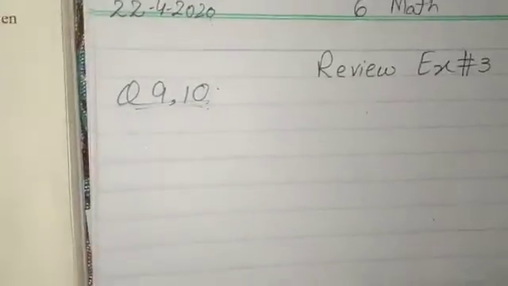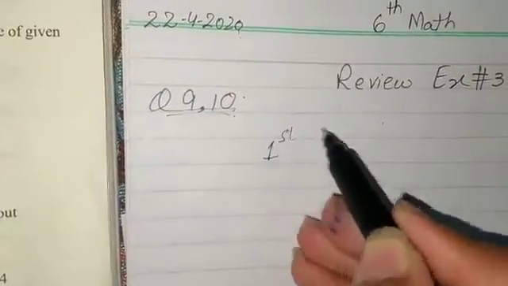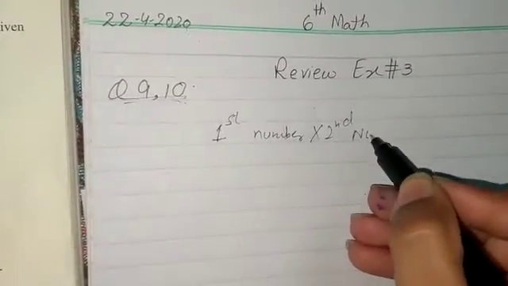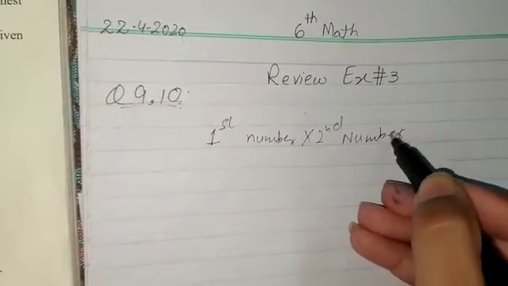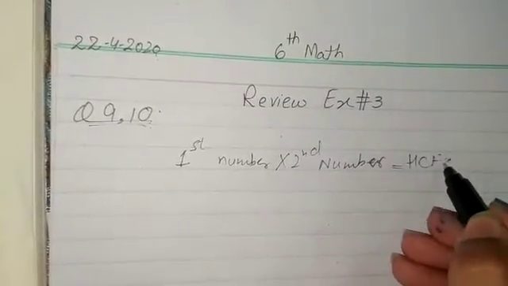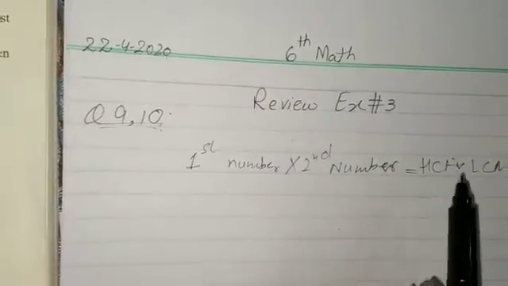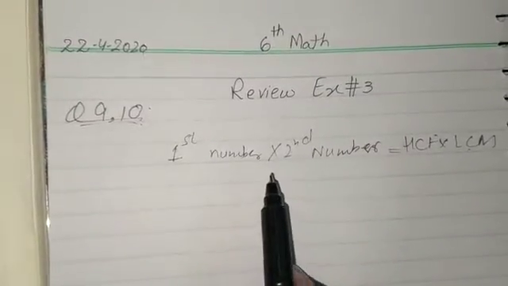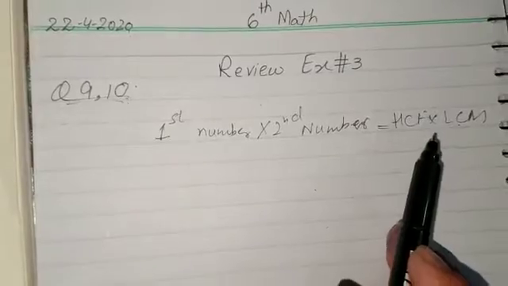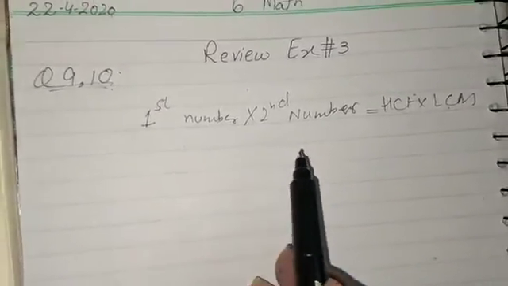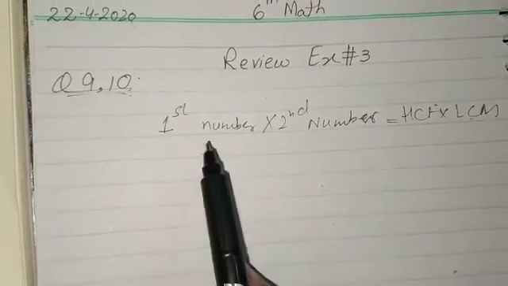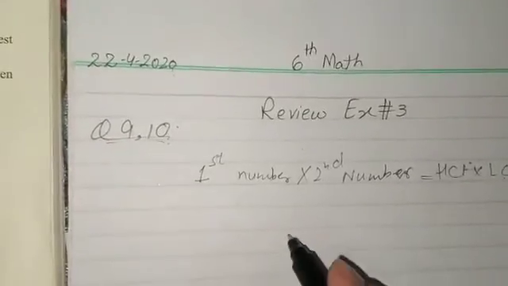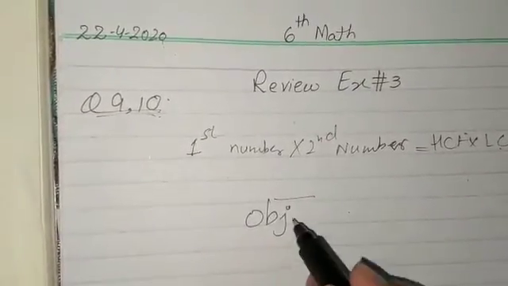For question number 9 and 10, we use the formula: first number multiply second number is equal to HCF multiply LCM. In question number 9, you have to find LCM. By putting values, HCF will be divided on this side, and after simplification we can find the LCM. And for question number 10, we have to find the second number. By putting values, the first number will be divided on this side, and after simplification we can find the second number.